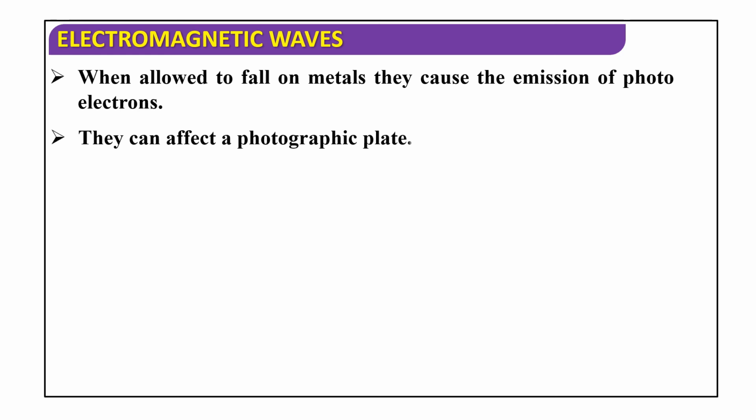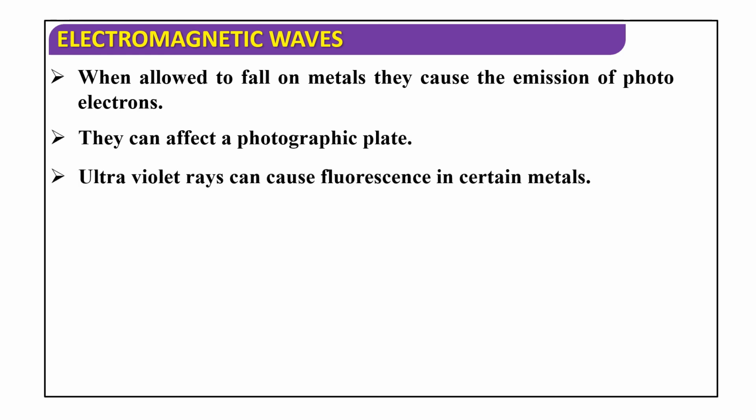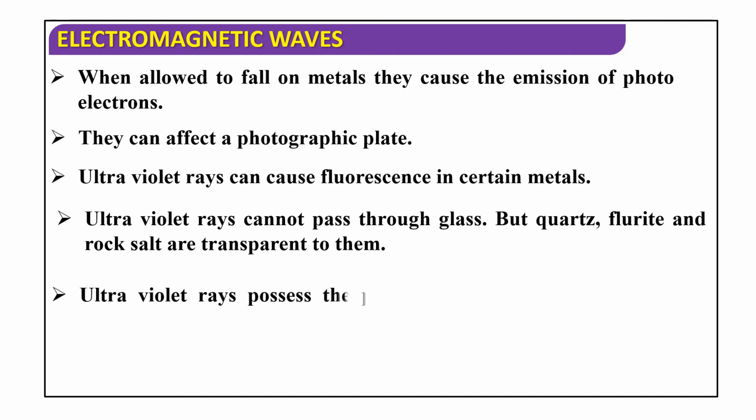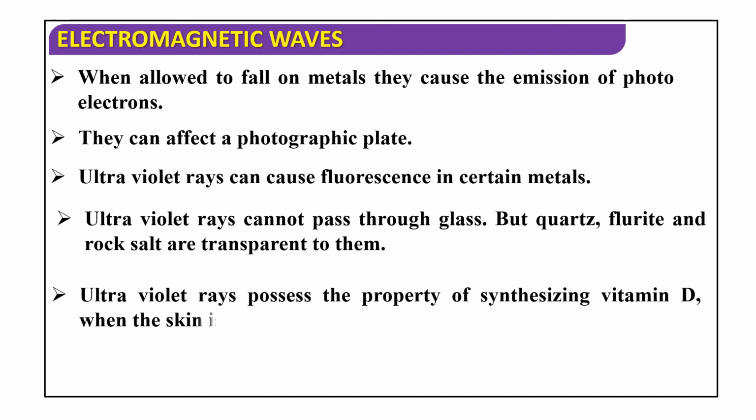They can affect a photographic plate. Ultraviolet rays can cause fluorescence in certain metals. Ultraviolet rays cannot pass through glass, but quartz, fluorite and rock salt are transparent to them. Ultraviolet rays possess the property of synthesizing vitamin D when the skin is exposed to the sunlight.